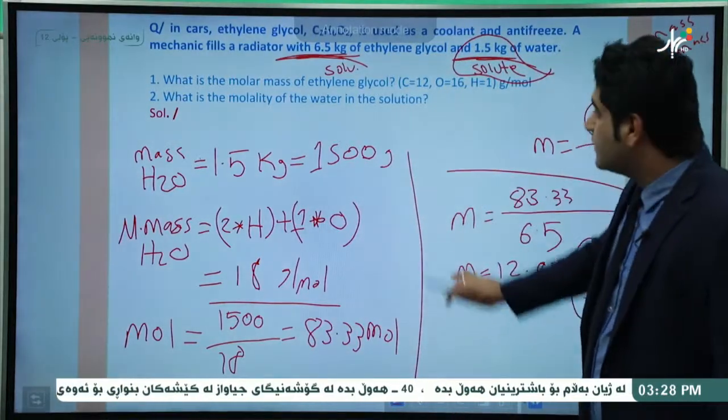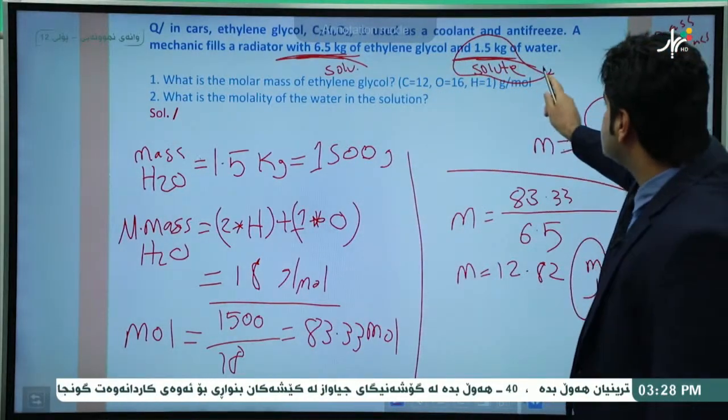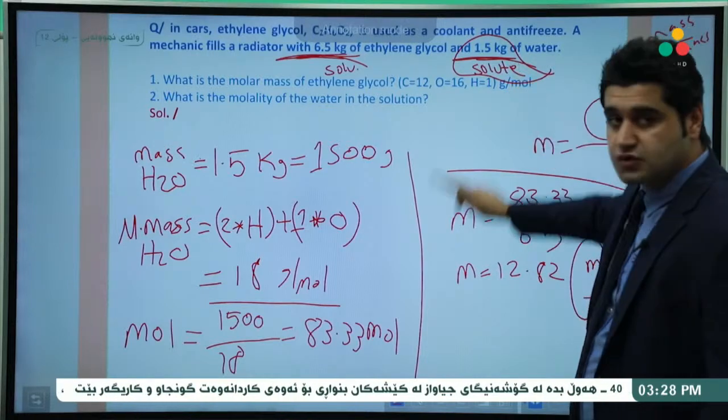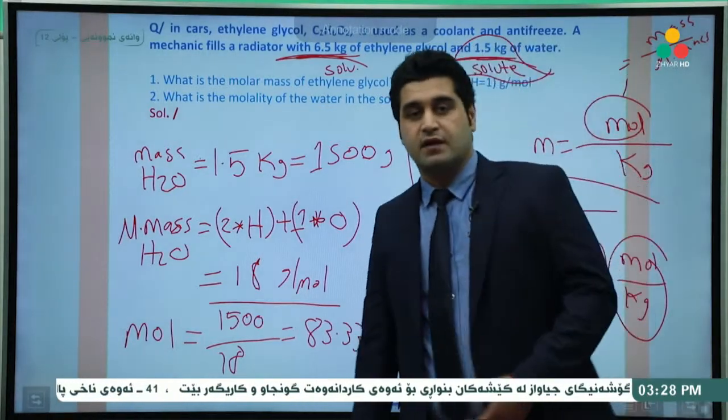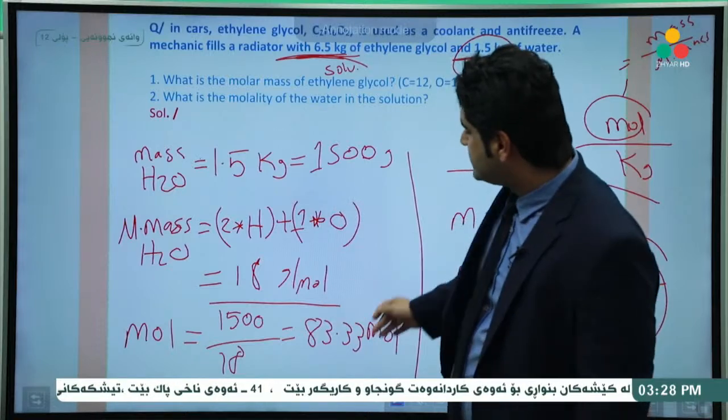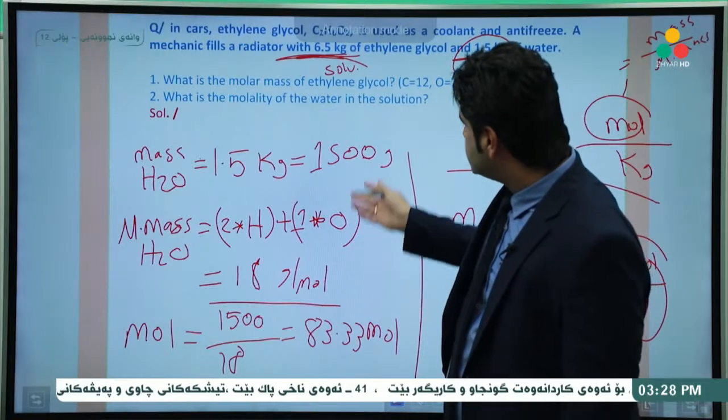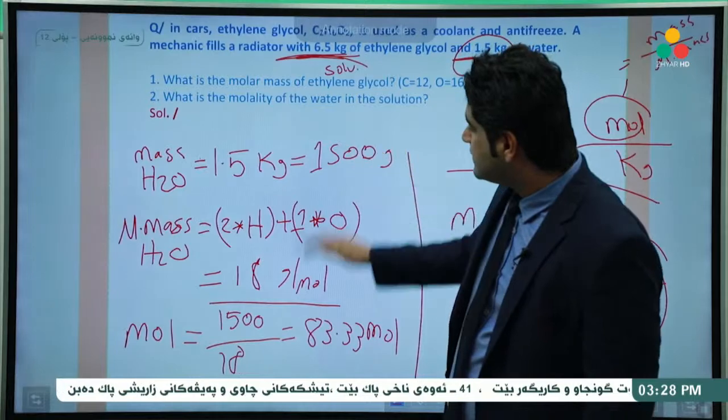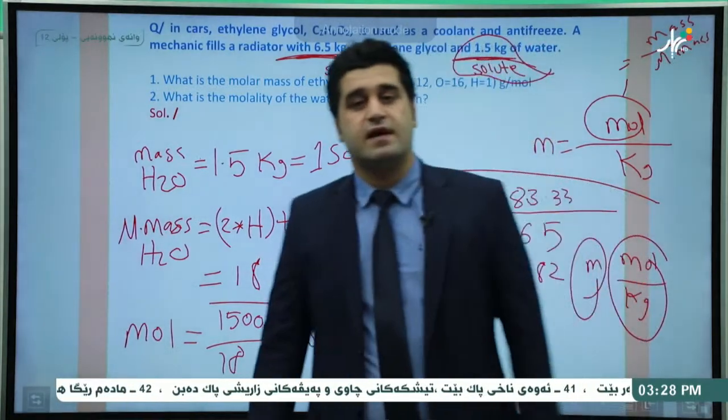It's very easy. We just converted kilograms of the solute into grams, and we did the other steps. The only difference between this question and the other questions is that in this question we need some further steps.